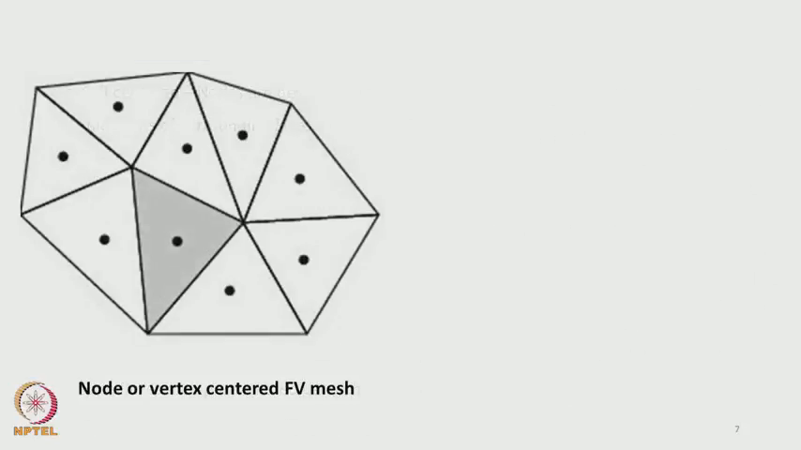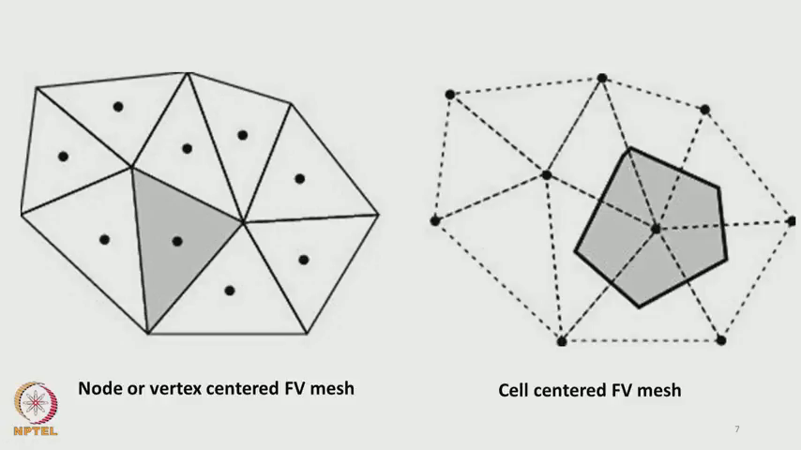So, if I put both these mesh arrangements together, this is a node or vertex centered finite volume mesh, and this is a cell centered finite volume mesh. By now, you should be able to appreciate the difference between these two types of mesh. In this, the vertex is at the center of the volume, and in this, the cell is at the center of the volume.